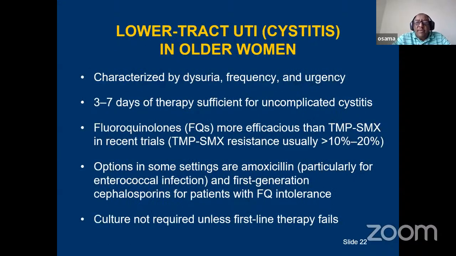Lower urinary tract infection, or cystitis, in older women is characterized by dysuria, frequency, and urgency. 3 to 7 days of therapy is sufficient for uncomplicated cystitis. Fluoroquinolone is more efficacious than trimethoprim-sulfamethoxazole in recent trials. Sulfamethoxazole resistance is usually more than 10 to 20%, so that's why fluoroquinolone is the first line. Options in some settings are amoxicillin, particularly for enterococcal infection, and first generation cephalosporin for patients with fluoroquinolone intolerance. Culture is not required unless first line therapy fails.